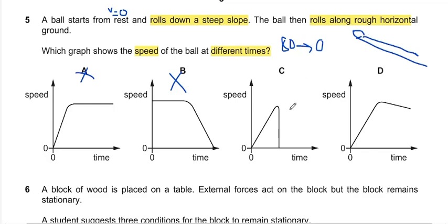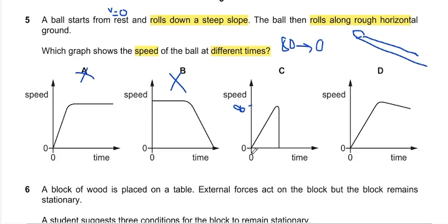Let's look at C. C says, let's say the speed here was 80, and then all of a sudden the speed went straight to 0, which is not possible because it's quite impossible for your speed to go from 80 to all of a sudden to a halt, because it's still going along a rough horizontal ground until you yourself stop the ball, which is not the case here. It's moving forward, it's going and going.